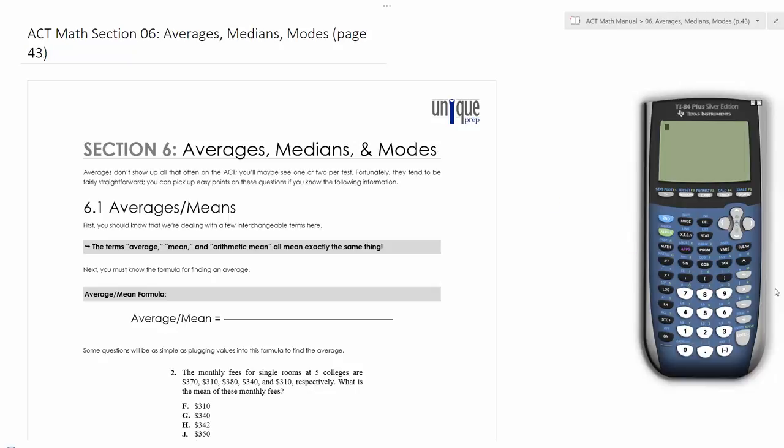This is ACT Manual Section 6. ACT Manual Section 6, Averages, Medians, and Modes. This starts on page 43 of the ACT Manual.